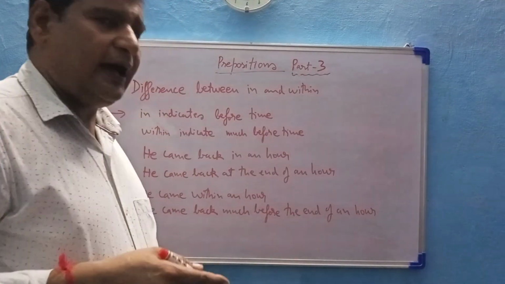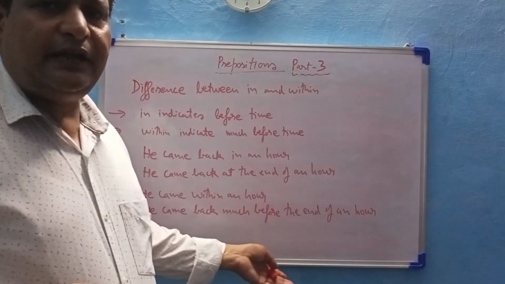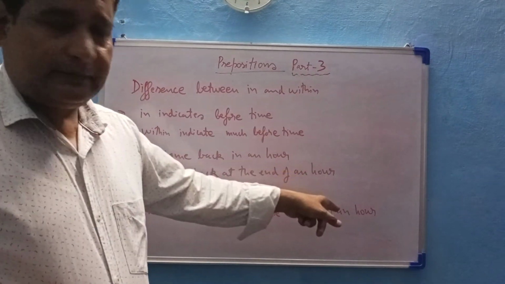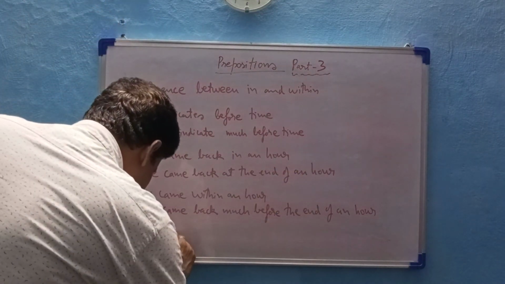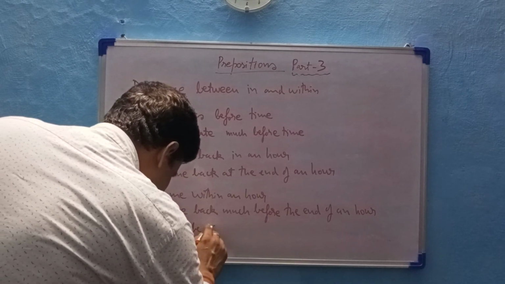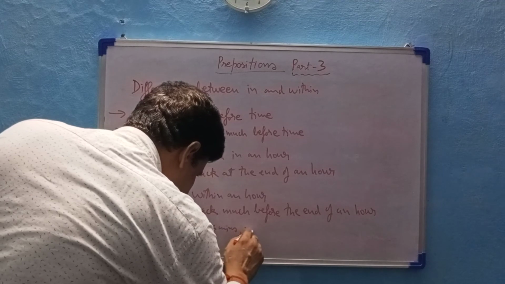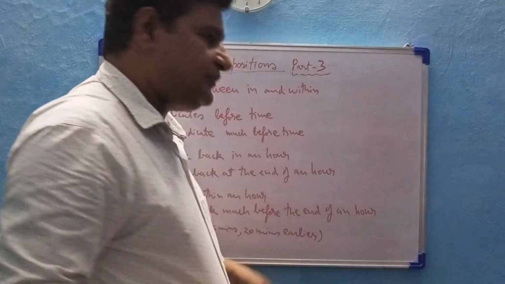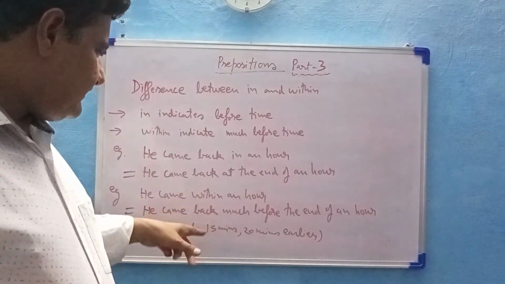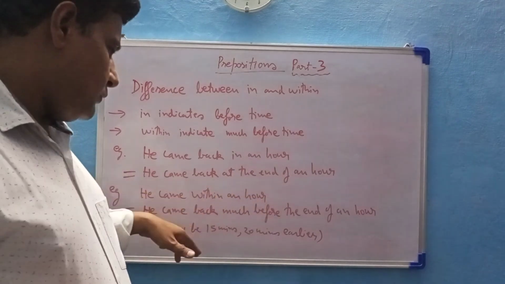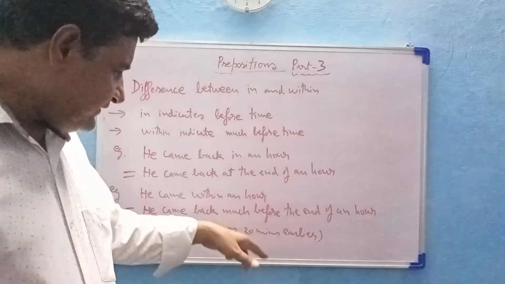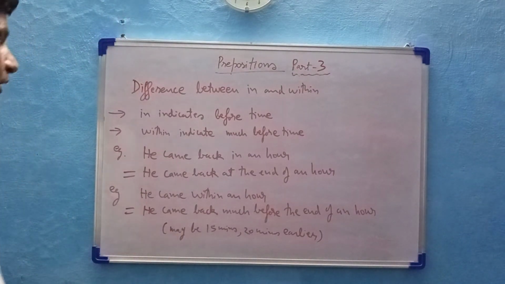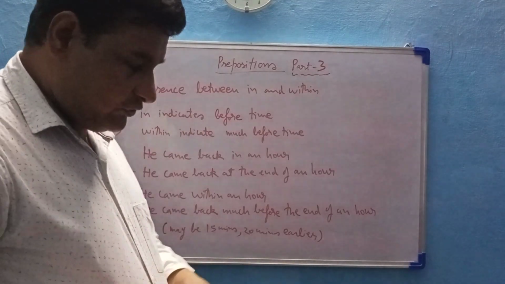It may be half an hour, it may be 15 minutes earlier, it may be 20 minutes earlier, but not at the end of an hour. This is an indication that when we use within, it simply indicates that he came much before, 15 minutes, 5 minutes, 10 minutes, half an hour earlier. So I hope you have understood today's class.